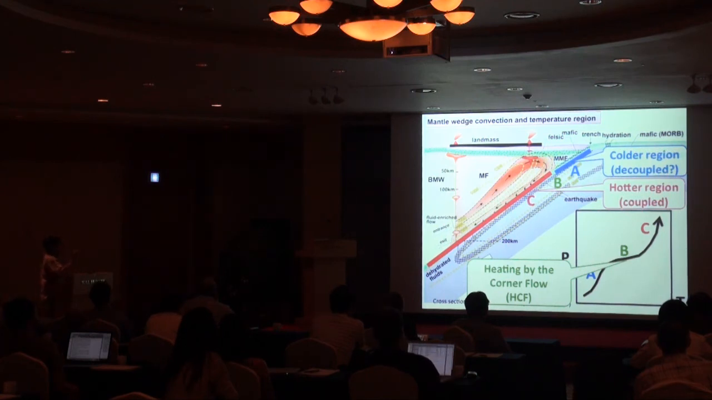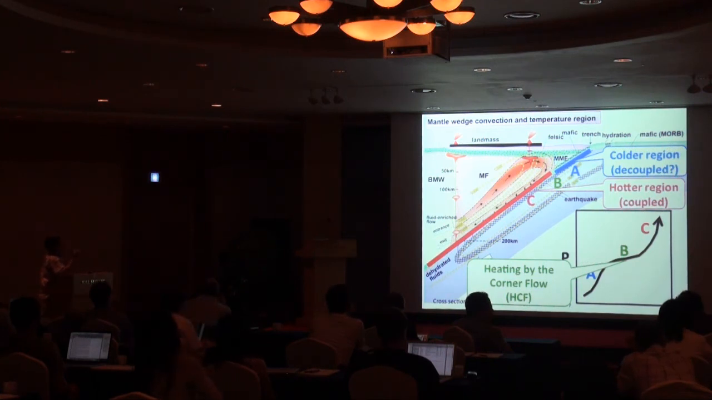So such mantle wedge flow might be like this shape, and hot material comes to this depth, and the slab contacts the hotter material. So the heating by such a corner flow occurs at B depth.